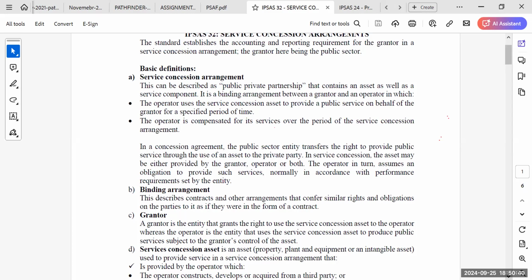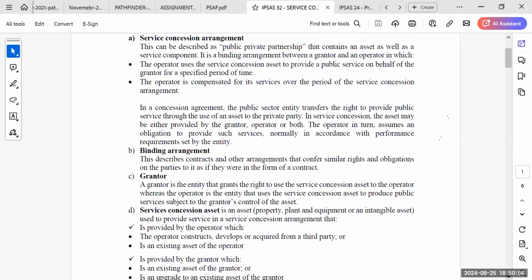Okay, so the grantor is the entity that grants the right to use the service concession asset to the operator, whereas the operator is the entity that uses the service concession asset to provide public service subject to the grantor's control of the asset. What do we call service concession assets? The asset that is being used in the service concession arrangement is what we call a service concession asset.